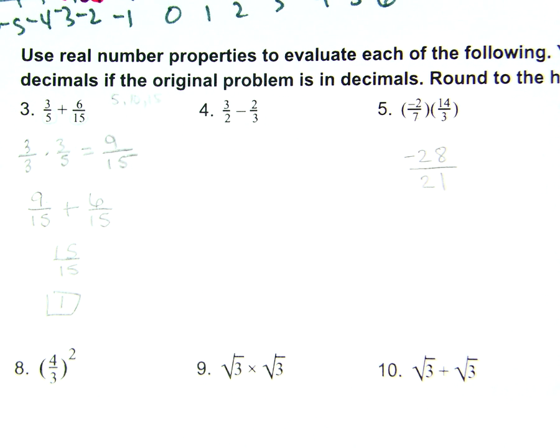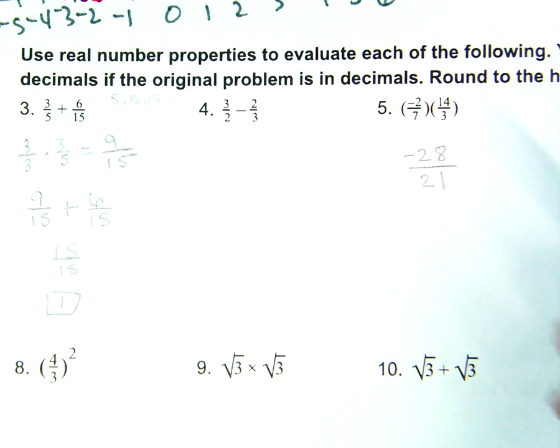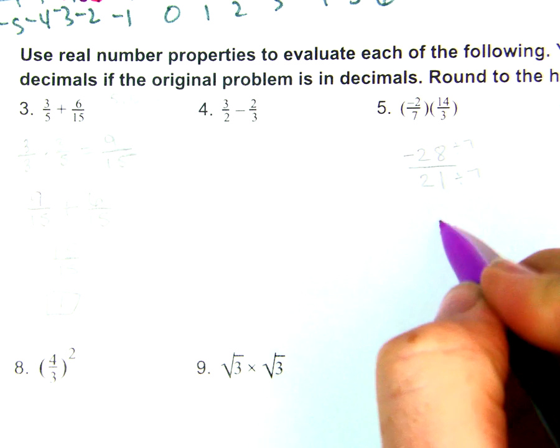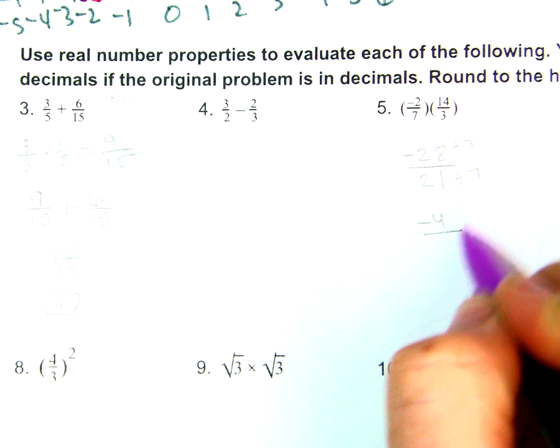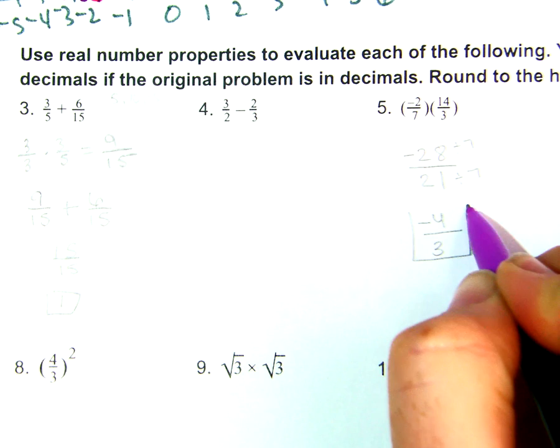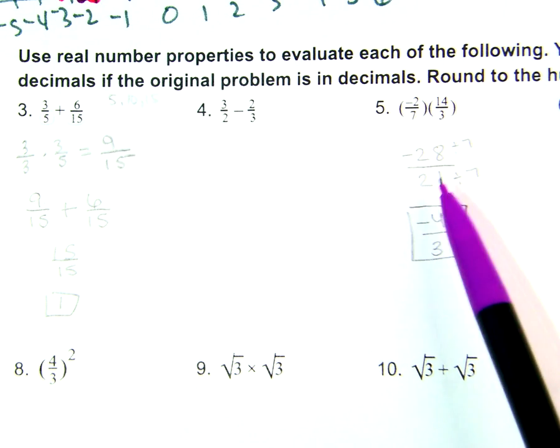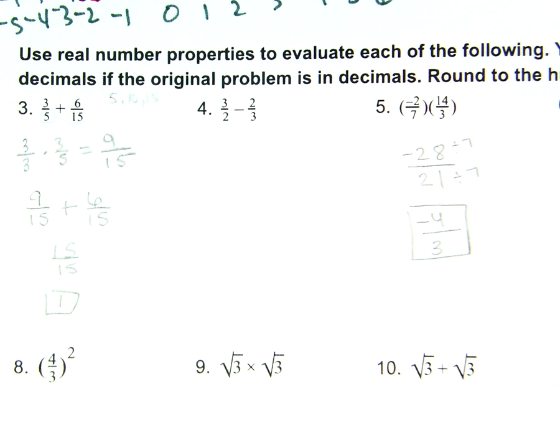But 28 and 21 share a common factor, and the factor they have in common is 7, right? So if I want to reduce this fraction, then I can divide the top and bottom by 7. 28 divided by 7, that's -4. 21 divided by 7, that's 3. If you're kind of stuck on one of these and you can't figure out how to reduce it, you can just type 28 divided by 21 in the calculator, and the calculator will reduce it for you.